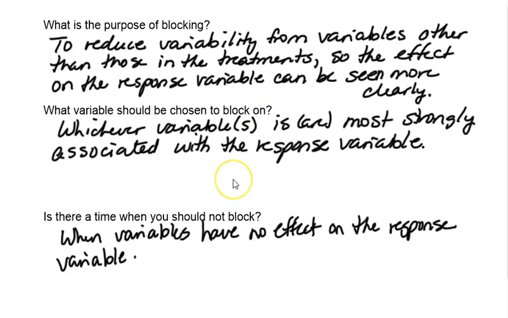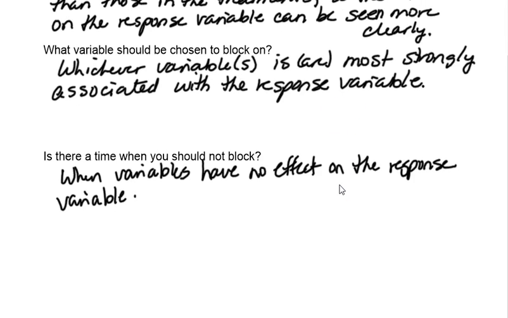We always block on whichever variable or variables are most strongly associated with the response variable, and we would not block if we have no reason to believe that a variable would have any effect on the response variable. In this case, we could have blocked by gender, but it would have been a useless thing to do because gender seemed to have really no effect on the improvement in their cholesterol levels.